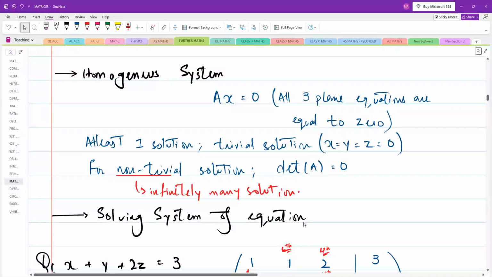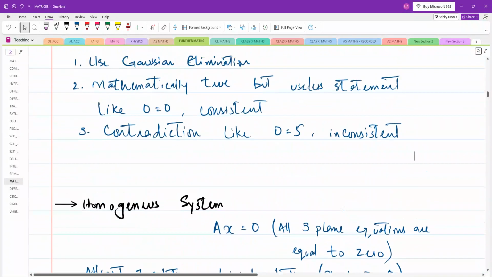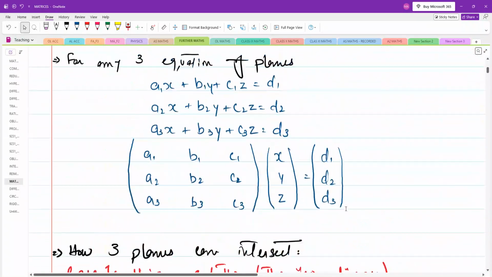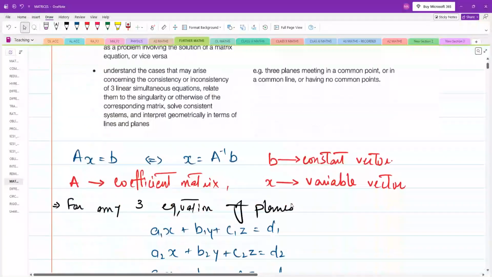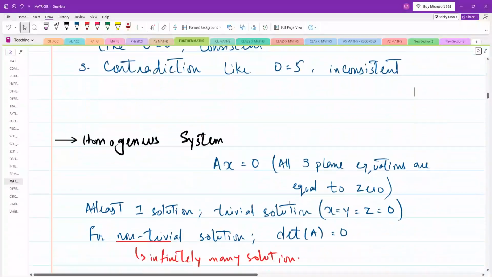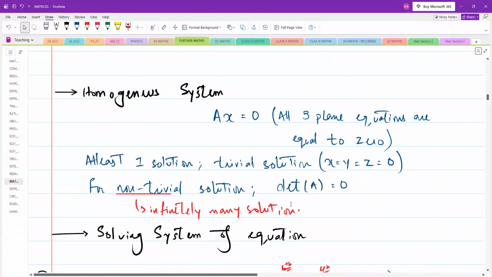Okay, now we are moving towards what a homogeneous system is. Up until now we have been going over the theoretical area of matrices, and we will continue going over the theoretical area of matrices. A homogeneous system is a system of equations in which all three equations are equal to zero. So all three plane equations are equal to zero.